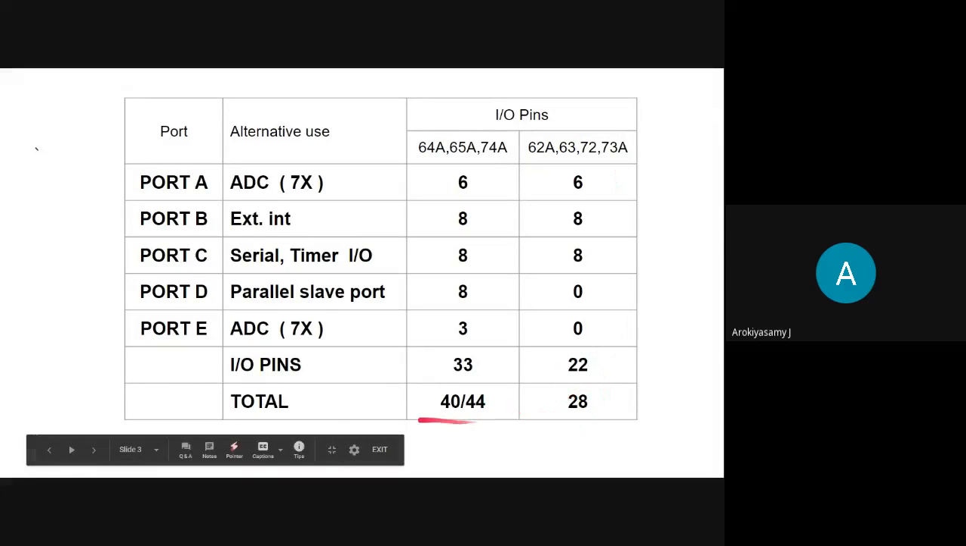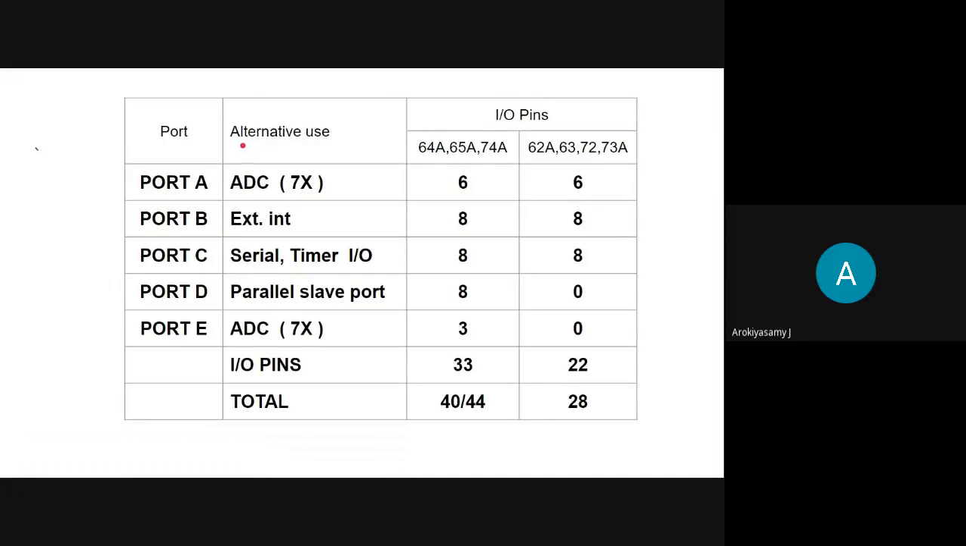So total pin count is also given here. In this group of devices, there are totally 40 pins. Here only 28 pins. So in 28 pin chips, there is no port D and port E, whereas in the 40 pin package, 5 ports are available. Next, look at the second column. What is the meaning of the second column? Alternative use.